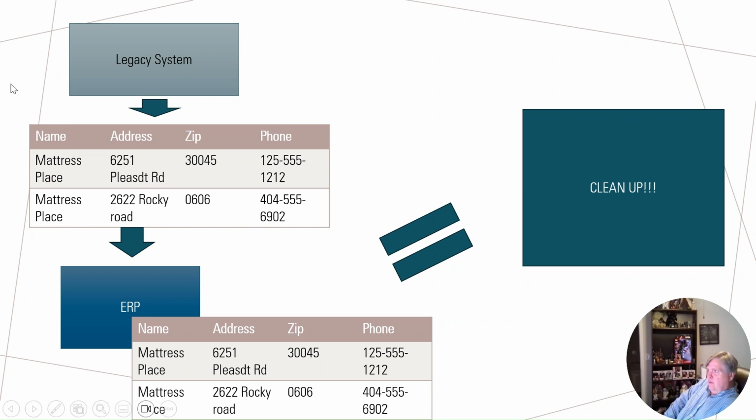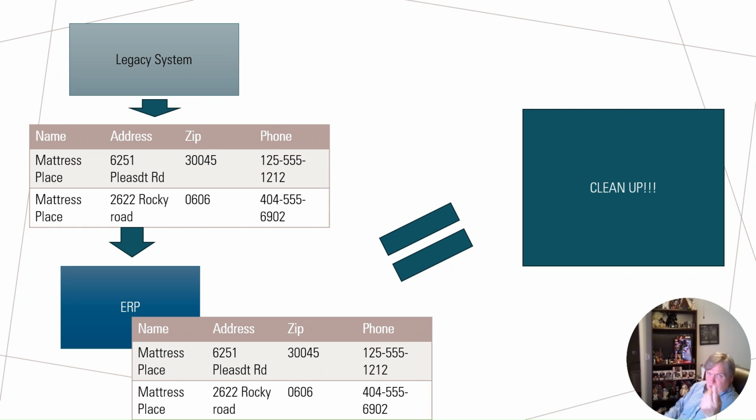And really, who knows how long you've had this legacy system, and who knows how much old data is in there. Companies move. They move physical locations. They move offices all the time. Companies go out of business. Putting dead data into a brand new ERP is not always a great idea.